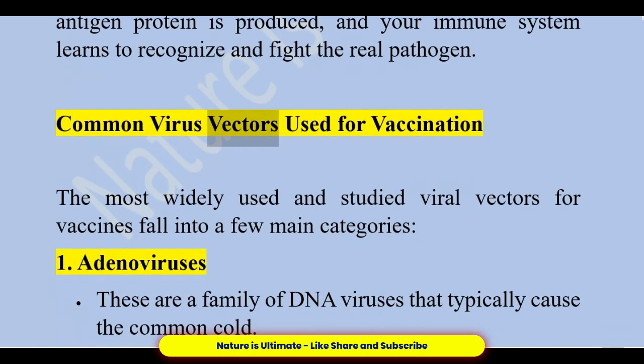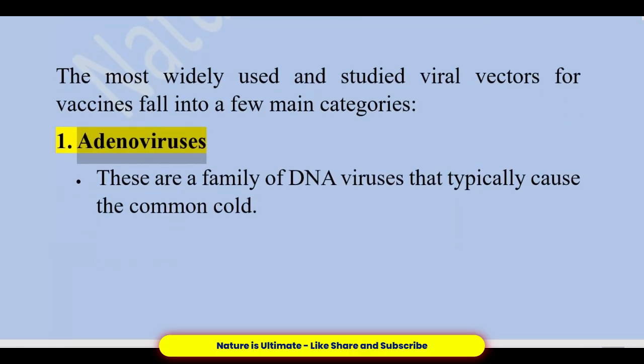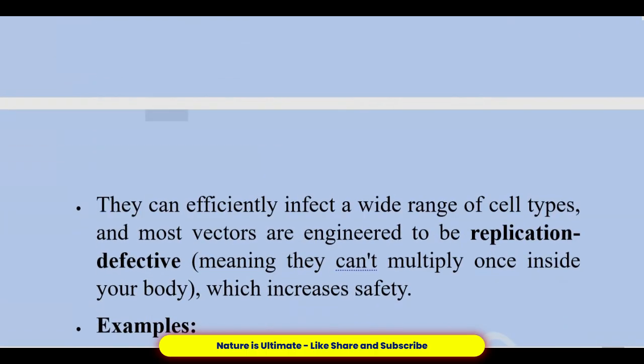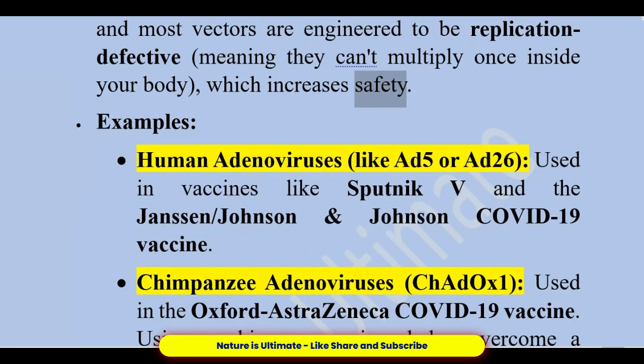Common virus vectors used for vaccination. The most widely used and studied viral vectors for vaccines fall into a few main categories. 1. Adenoviruses. These are a family of DNA viruses that typically cause the common cold. They can efficiently infect a wide range of cell types, and most vectors are engineered to be replication defective, meaning they can't multiply once inside your body, which increases safety.